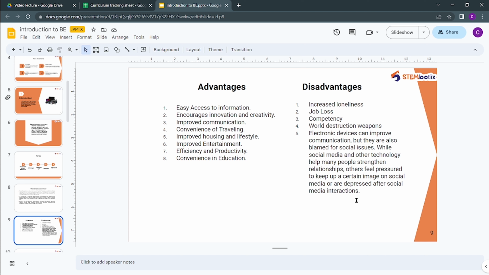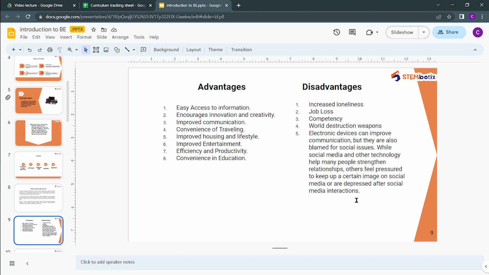Then, efficiency and productivity. Using laptops, phones, and some equipment, you can work efficiently and your productivity has increased. Convenience in education: for example, using laptops, projectors, and phones, you can easily operate YouTube and other educational sites, and you can read, write, and learn anywhere, anytime.